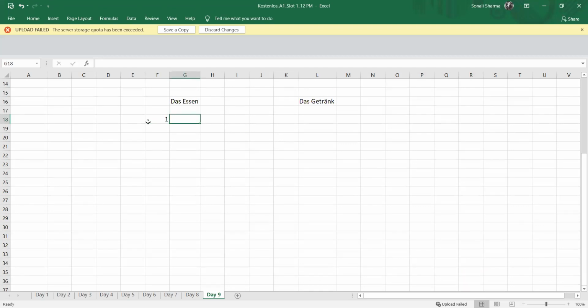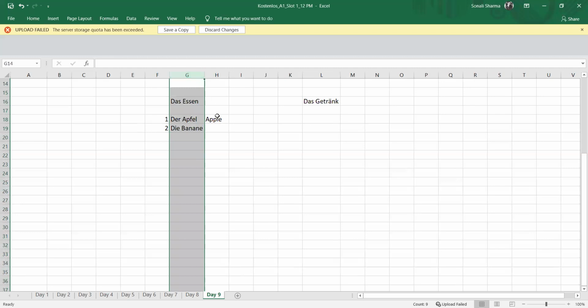First is der Apfel. Apfel is apple, seb. Second one is die Banane. This is banana, that means kela. Okay, let's come to the third one.